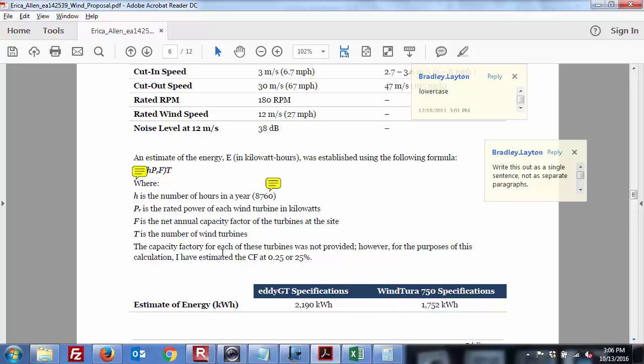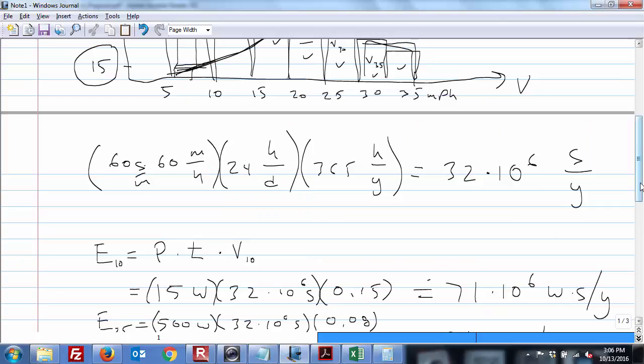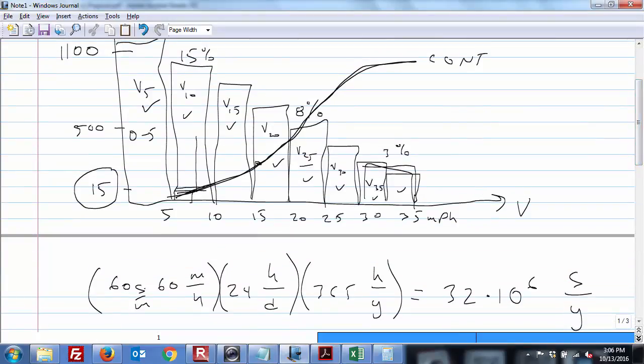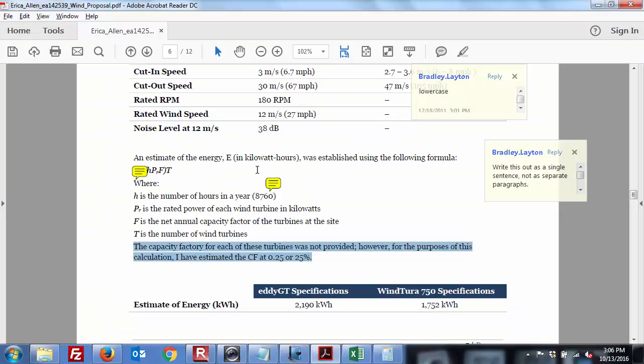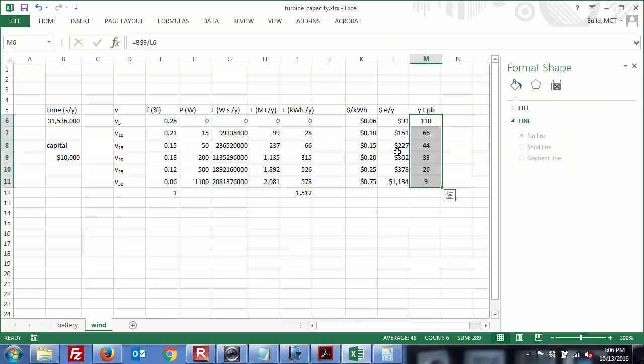Okay. Now, the capacity factor for these turbines was not provided. So she just estimated, she took this entire curve and just said, we're running it like here, 25%, which is like the average. Somewhere in here is the average, somewhere between these two. And if we multiplied, let's see what we got, 1, 2, 3, 4, 5, 6 bins, equals that divided by 6, 252. Yeah, the average is somewhere right in there.